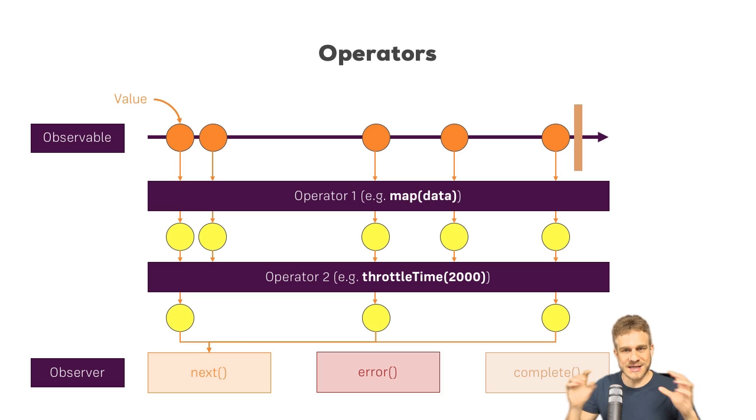In the end, in the next function, we know exactly what we will get, because we did chain these operators, so we can ensure that we only get what we want to get by transforming and controlling the values just as we need it. Let's see this in an example now.